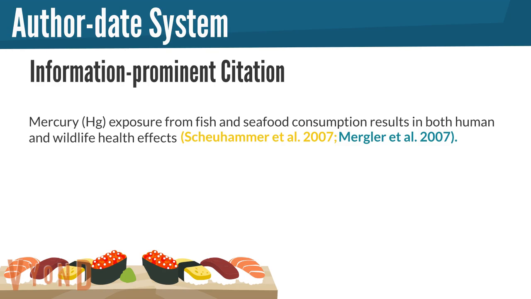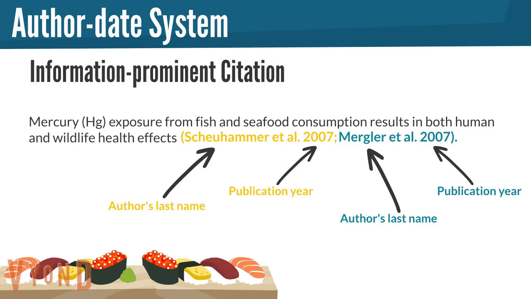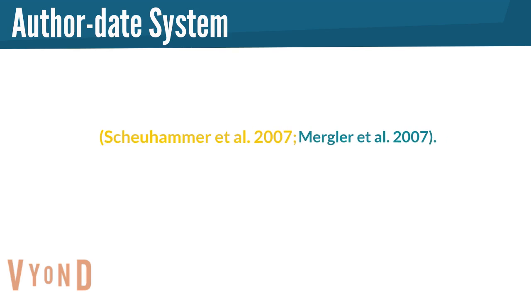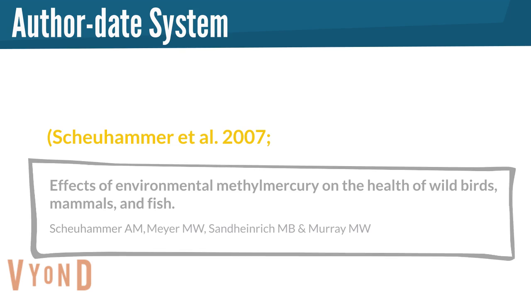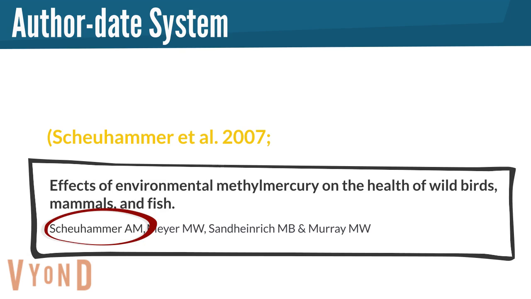The type of citation employed here is an information prominent citation. This means the information derived from your sources is presented first in the sentence, before the citation. Each citation is comprised of the author's last name and the publication year. In the first citation, Schohamer et al., 2007. Schohamer is the last name of the first author in a list of 4 authors.